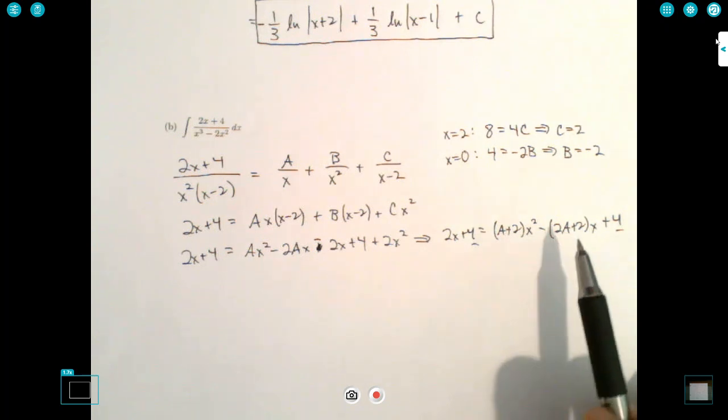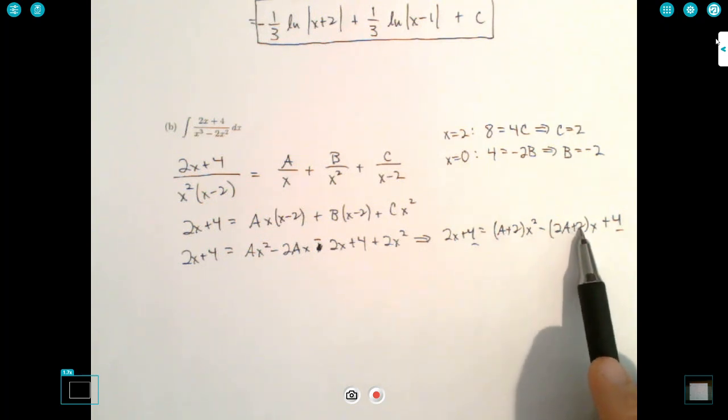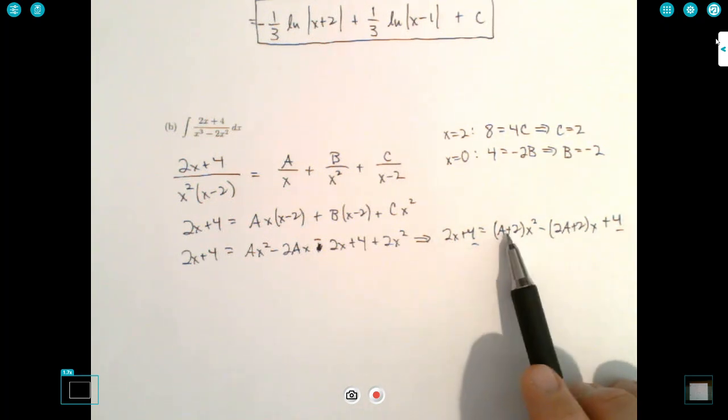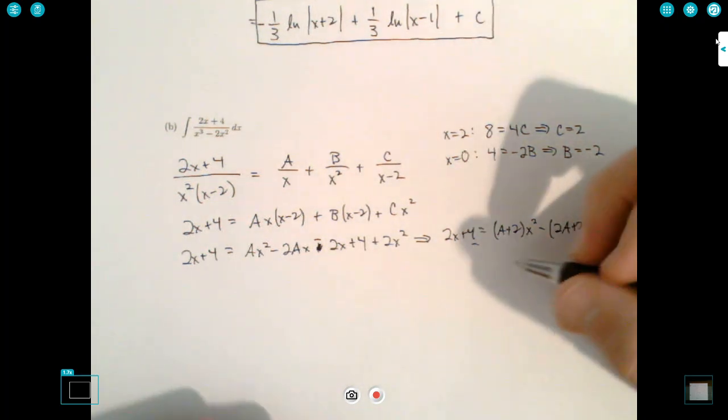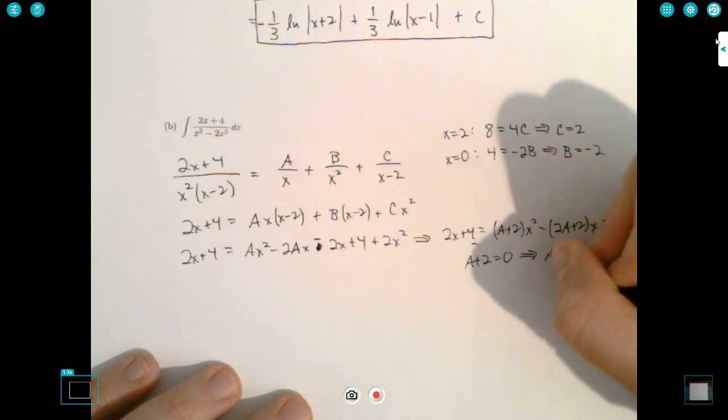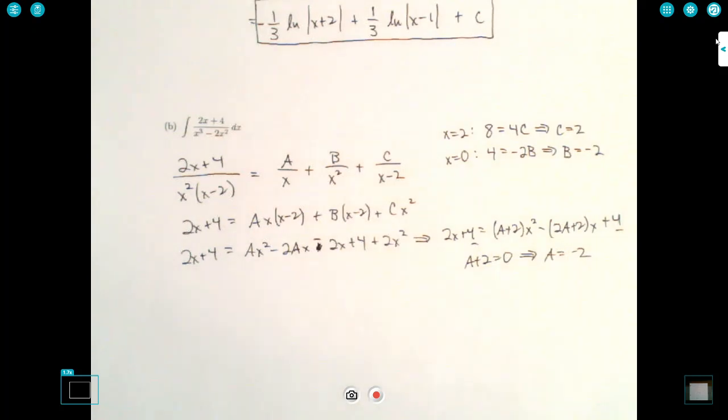If I let a be negative 2, I get negative 4 plus 2 is negative 2, and negative 2 makes a positive 2. So that works. So a should be negative 2. So it's pretty clear now, right? A plus 2 has to equal 0. So a has to be negative 2. Okay. So I've got all my coefficients.